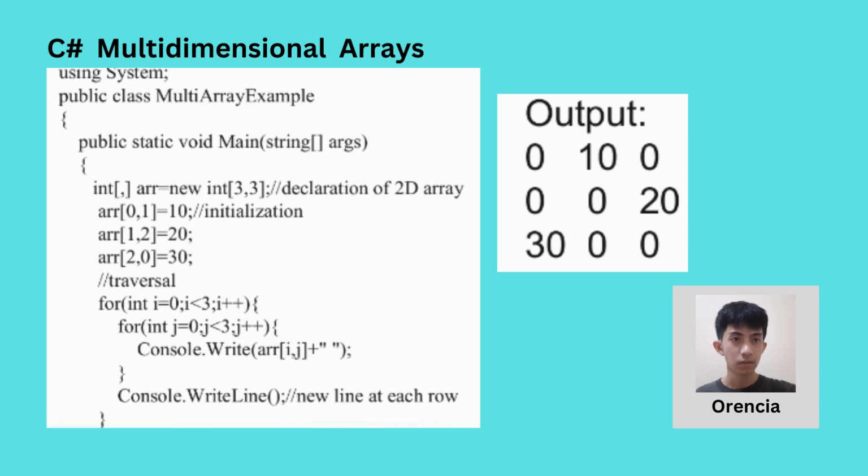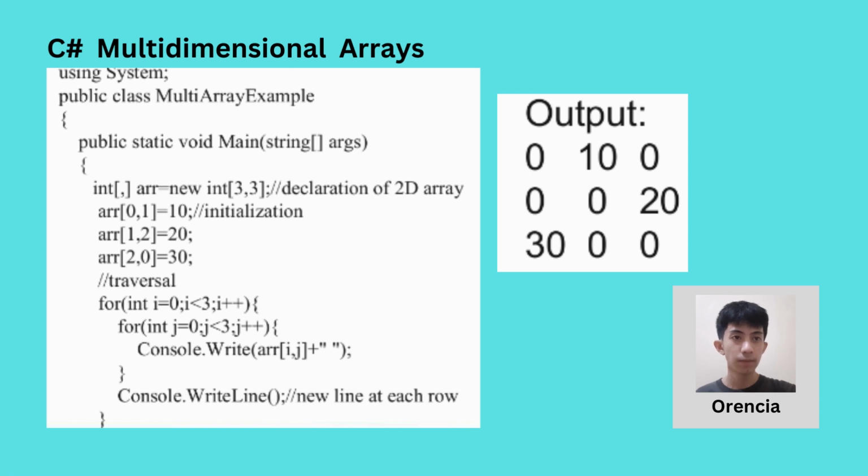For example, r[0, 1] = 10 assigns the value 10 to the element at the first row and second column of the array. 3. Uses a nested loop to traverse the array and print the values of its elements to the console. The outer loop iterates over the rows of the array and the inner loop iterates over the columns of the array. For each element, the program uses the Console.Write() method to print the value of the element to the console, followed by a space.